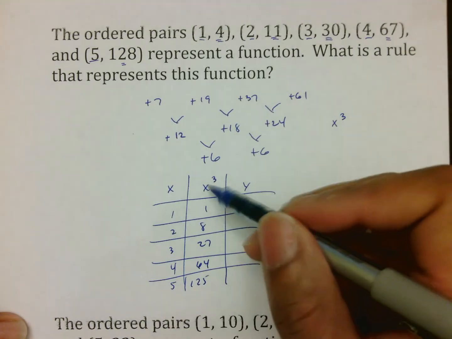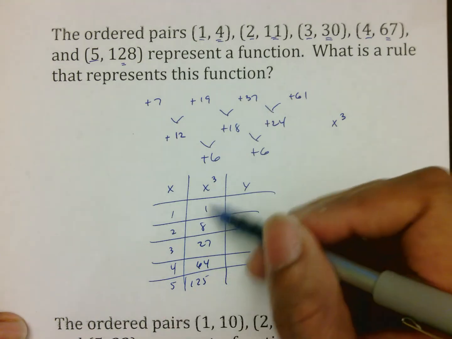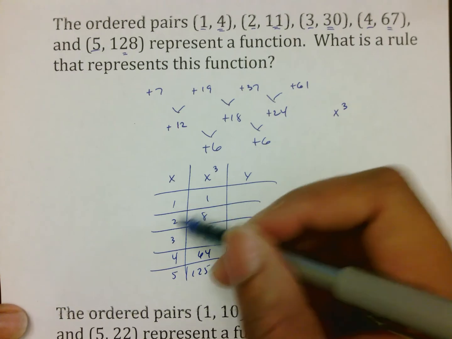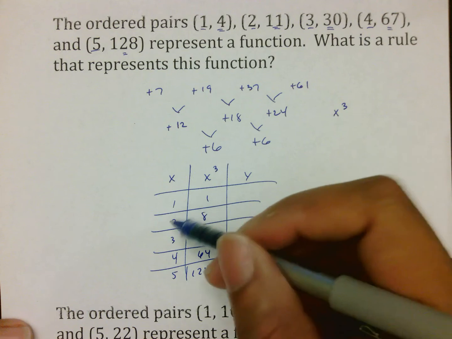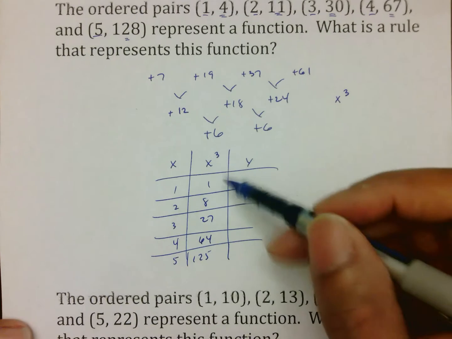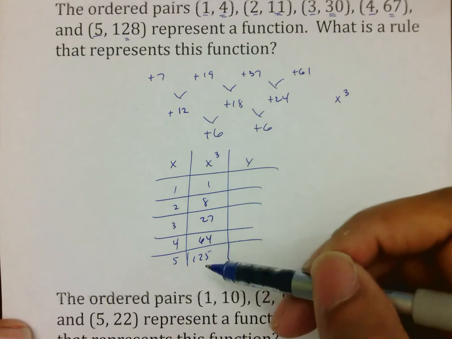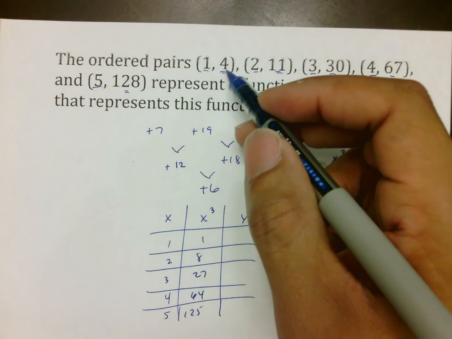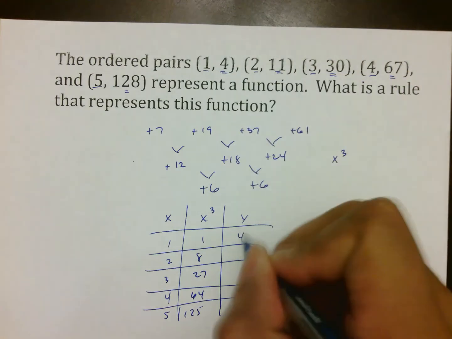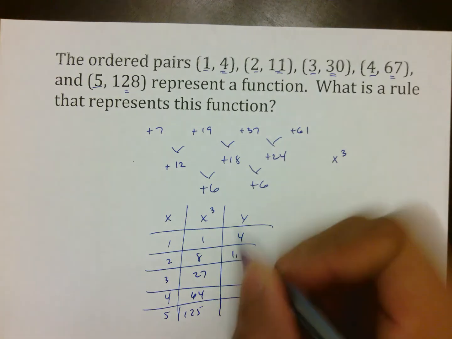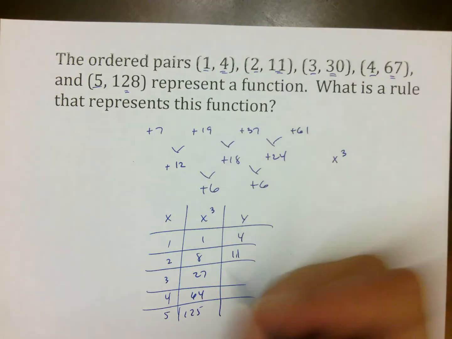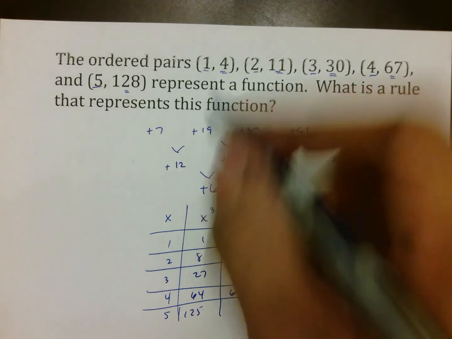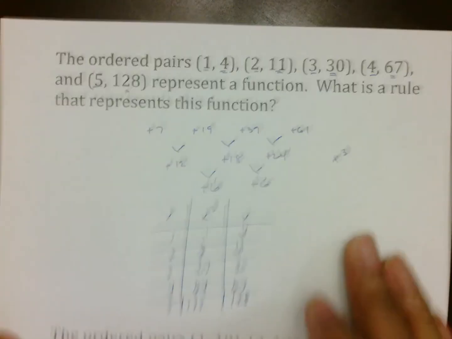Now, in all honesty, every time you make this x to the third pattern, these numbers are going to be the same, because 1 to the third is 1, 2 to the third is 8, and so on. So for those of you who like to memorize, this list is always going to be there. Our y values, though, 1 actually led to 4, 2 actually led to 11, 3 actually led to 30, 4 led to 67, and 5 led to 128.